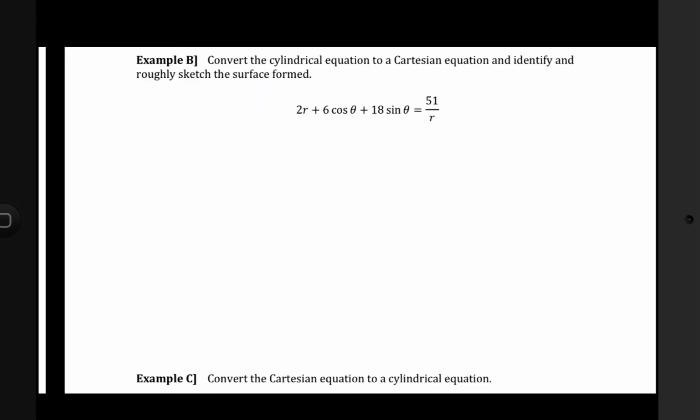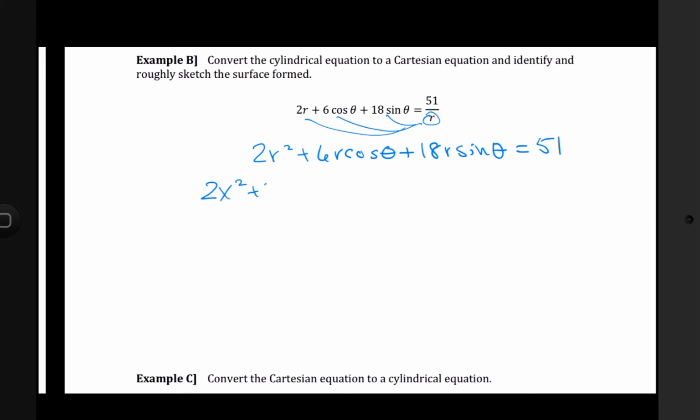All right, so this next example we didn't do in class. It's asking us to convert the cylindrical equation to Cartesian and then identify and roughly sketch the surface formed. So this one, I have an r down here in the denominator, and it seems that actually if I multiply everything by r, I'm going to create not only an r squared, but I'm also going to create an r cosine theta and r sine theta, and I know that's going to help me. So 2r squared plus 6r cosine theta plus 18r sine theta equals 51. And then I'll replace everything.